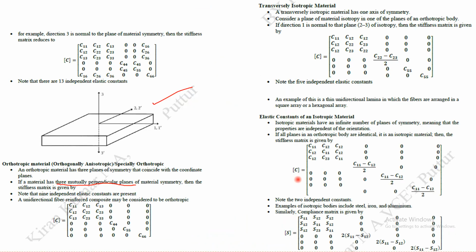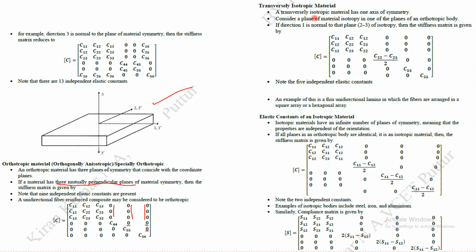Gamma 1 2. Okay, so likewise if you do, then all those terms will be eliminated along with the terms which are multiplied to gamma 1 2. Likewise, the stiffness matrix will be reduced to this form. If you calculate the total values, there will be 1 2 3 4 5 6 7 8 9. So from 13 constants, it reduces to 9 constants.